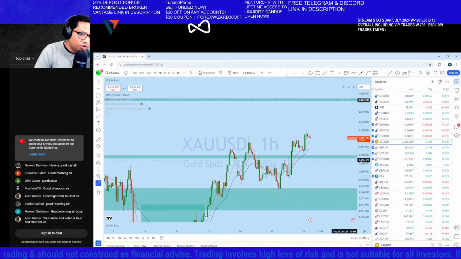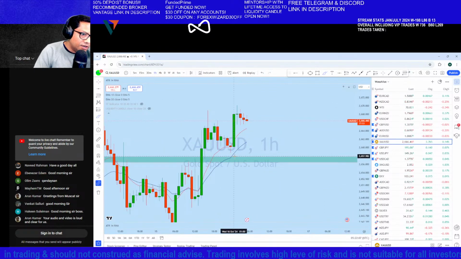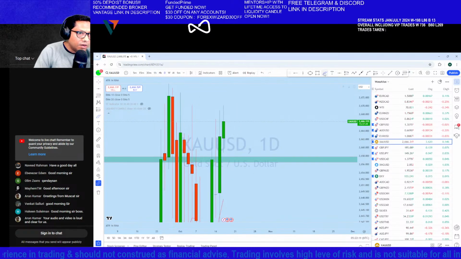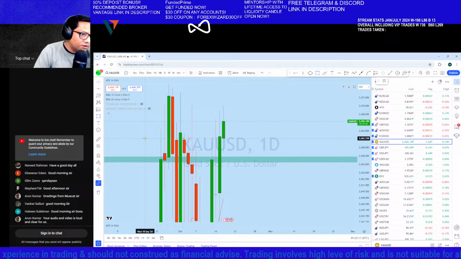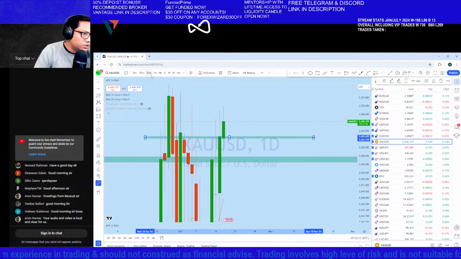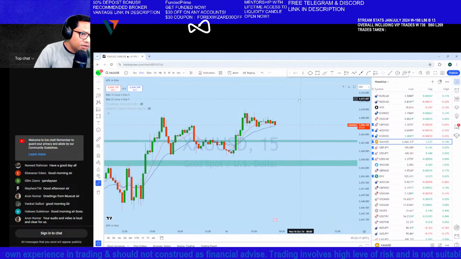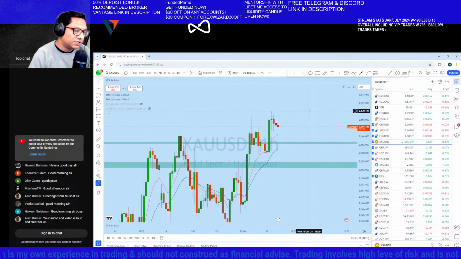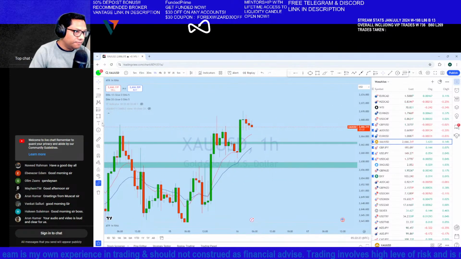So especially if I go back again to the daily support, I would also mark that level here on the daily. So a couple of zones that we can look at for potential retest. These are some of the levels that we can look at today.